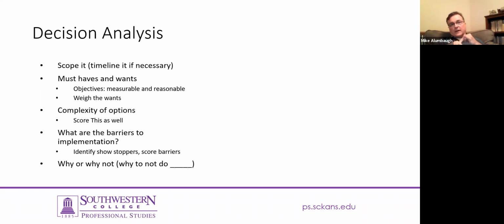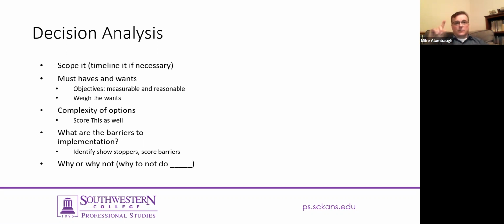Scope it, timeline it if necessary, organize your must-haves and your wants, look at the complexity of each of the options, because that's going to potentially affect your possibility of success, and the barriers there are to implementation. Identify any showstoppers up front and then score the rest. Treat that like your must-haves and your wants. If there are showstoppers, ask yourself, how do you know it's a showstopper, and score that, right?